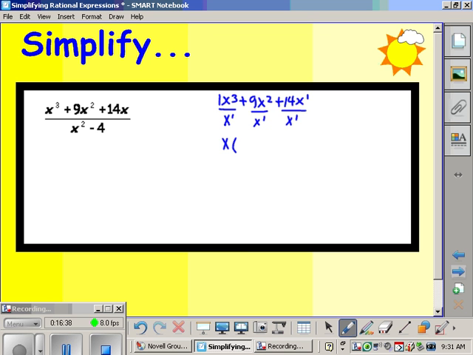Now we're going to divide that out of each of those to find what remains in our parentheses. So just simply subtract the exponents. So our first term will now be x squared, our second term will be 9x, and our third term will be 14 because the x's will cancel. So that's going to be our numerator. So let's move that over.